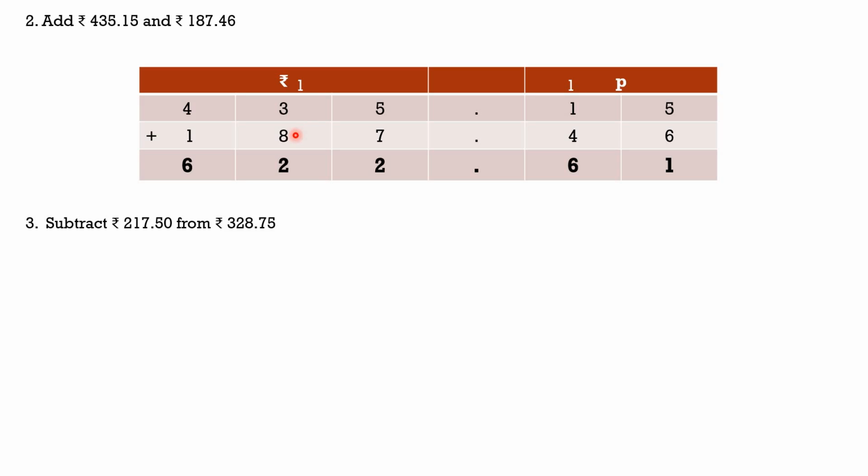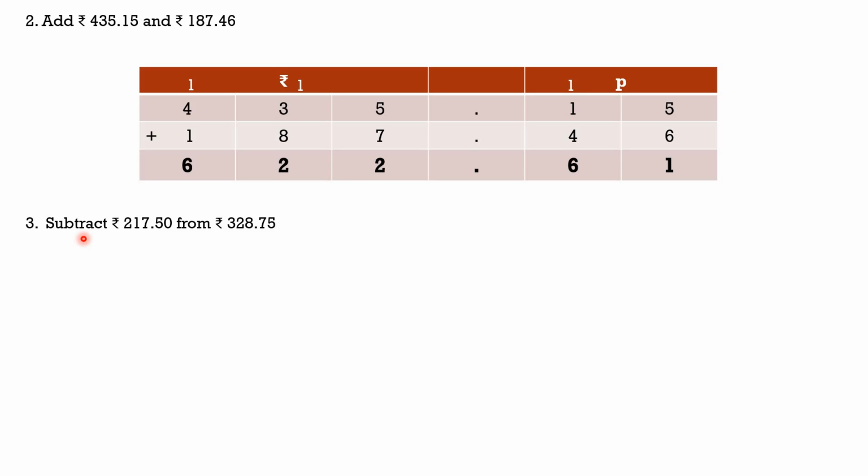3 plus 8 gives you 11 plus 1, 12. So carry over 1 and write 2 in the answer. 4 plus 1, 5 plus 1, 6. So the final answer, when you add these both amounts, gives you rupees 622.61 paise.